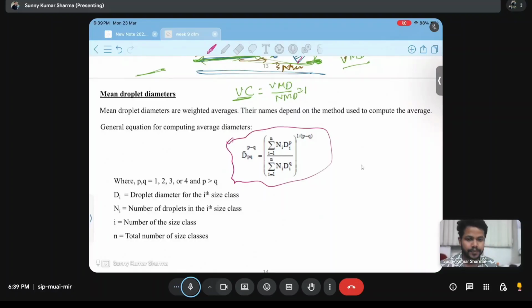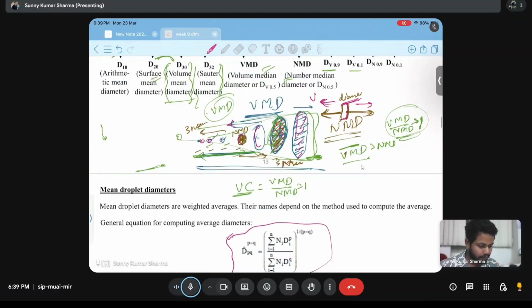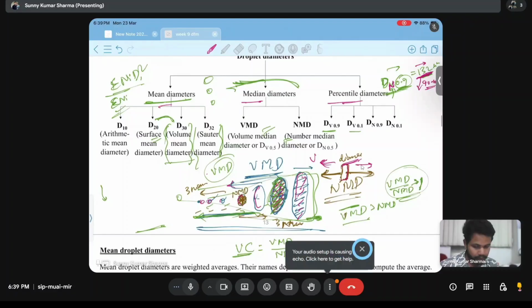Sir, I have a doubt. In that flowchart, there is written DV 0.9 and another is DN 0.9. One second.